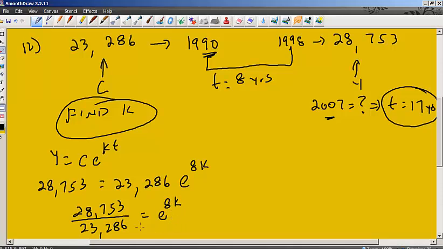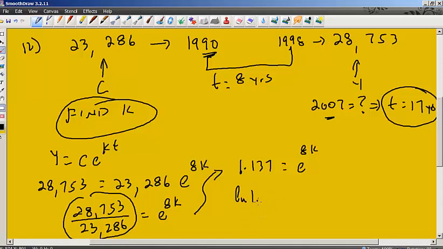Alright, Tony, what is this value right there? One point what? 137. Thank you. That is e to the 8K. Again, what are we going to do now? ln. ln of 1.137 is equal to 8K. So my K is equal to ln of 1.137 over 8. And I want to leave it like that for right now because I don't want to have a round off error.